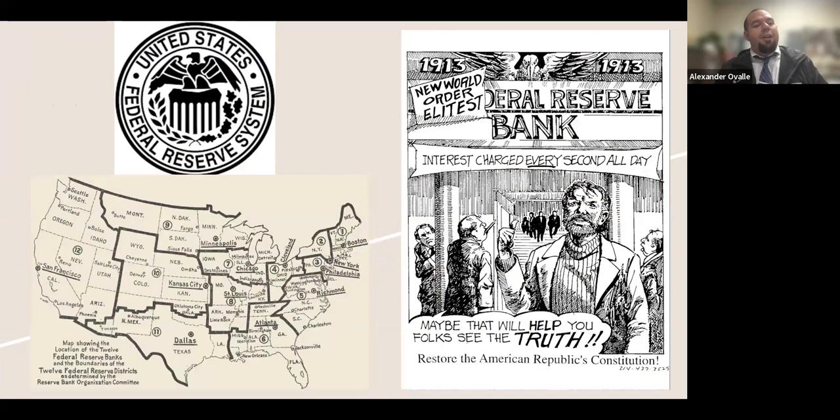So here's a map of the 12 reserve banks. The West Coast is in San Francisco. You have the other ones in Dallas, Kansas City, Minneapolis, Chicago, St. Louis, Atlanta, Richmond, Cleveland, Philly, New York, Boston. I believe that's 12.